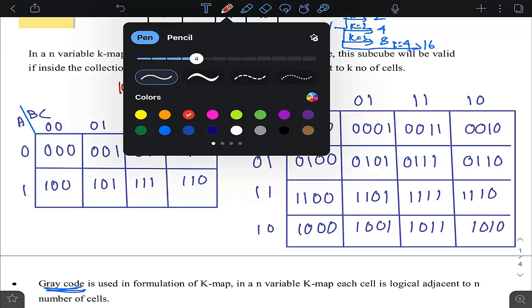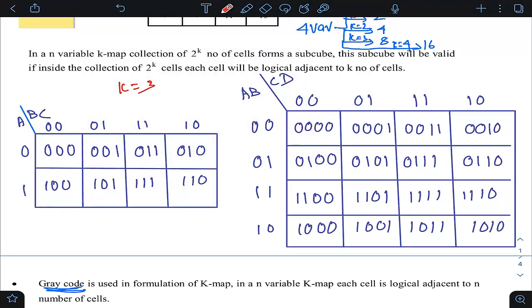Or maybe can I do a grouping like this? Yes, this is also a valid subcube, because here the k value is 2. K value is 2 means for each cell you need 2 logically adjacent cells. For this and this, they are present inside this subcube. So yes, each cell is logically adjacent to 2 cells, so this is also a valid subcube.